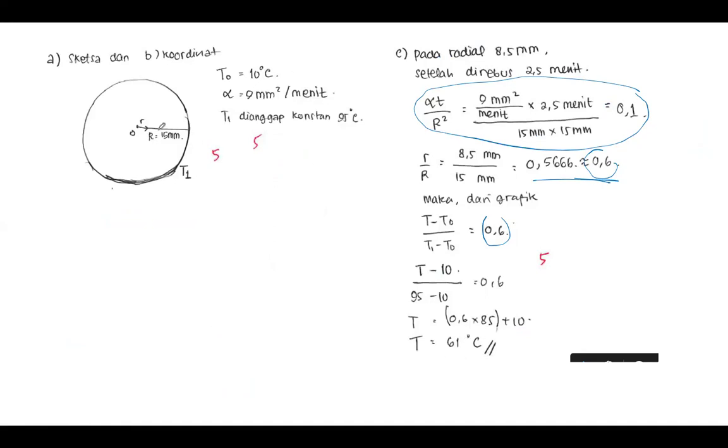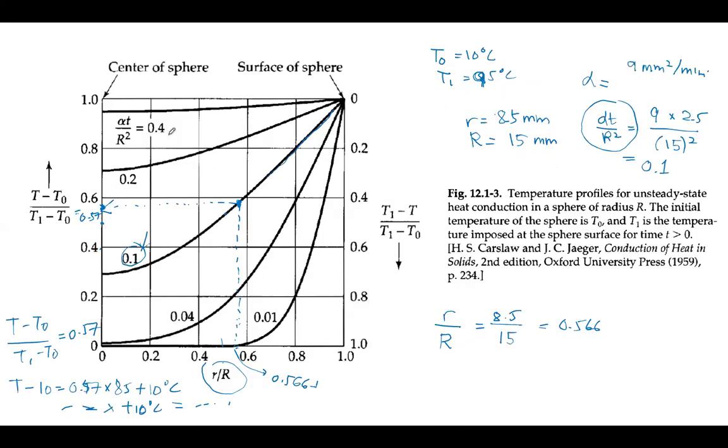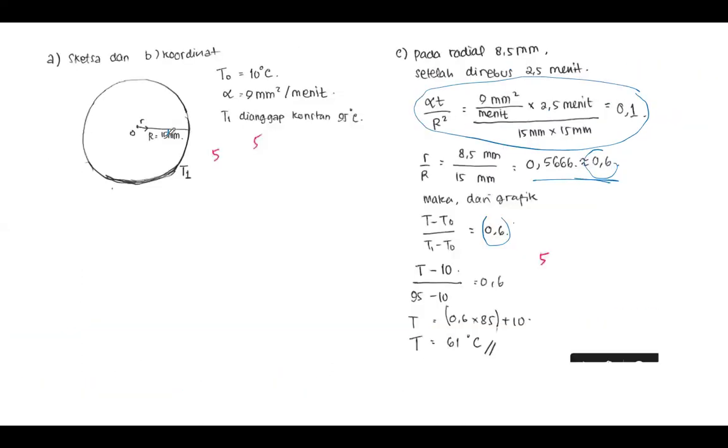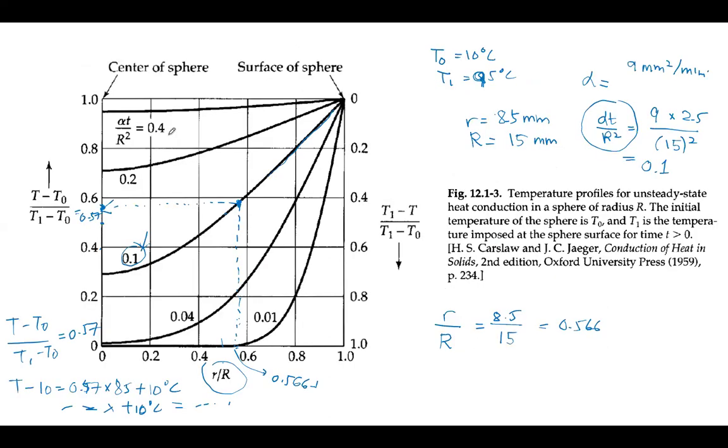So that means you can know the temperature of your bakso after only 2.5 minutes. So don't take it out first after 2 minutes, because it's still not that warm. Okay, is it understandable?